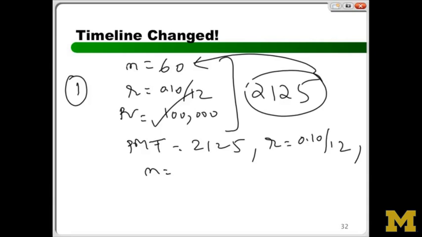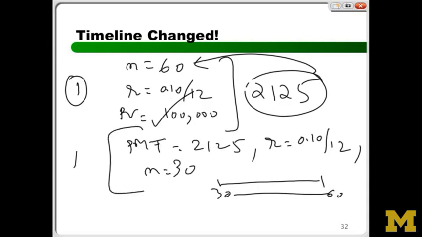Remember, where are you standing now? You're standing at 0.30, looking forward to 60. N is 30. Do the PV of this, you have the amount of money you owe the bank. It's so simple, right? You don't even have to do that whole table.